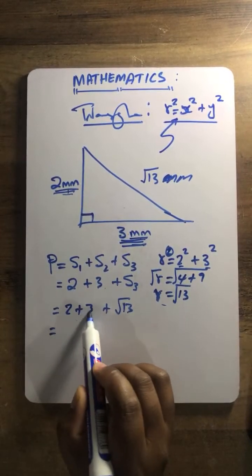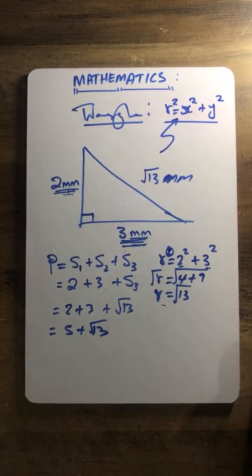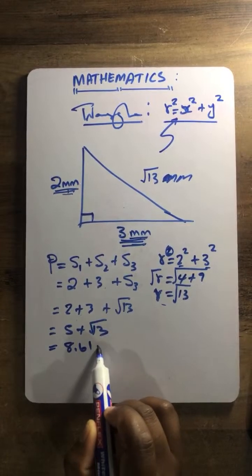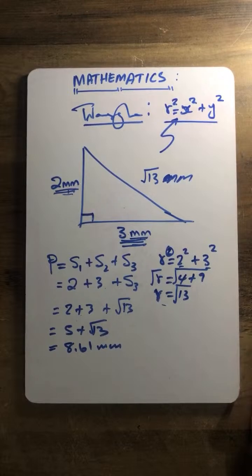Okay, 2 plus 3. So that means it's 5. The square root of 13 as a decimal is 8.61 millimeters. Yes. Say you added 2, not 3. No, thanks very much for that, honorable man.